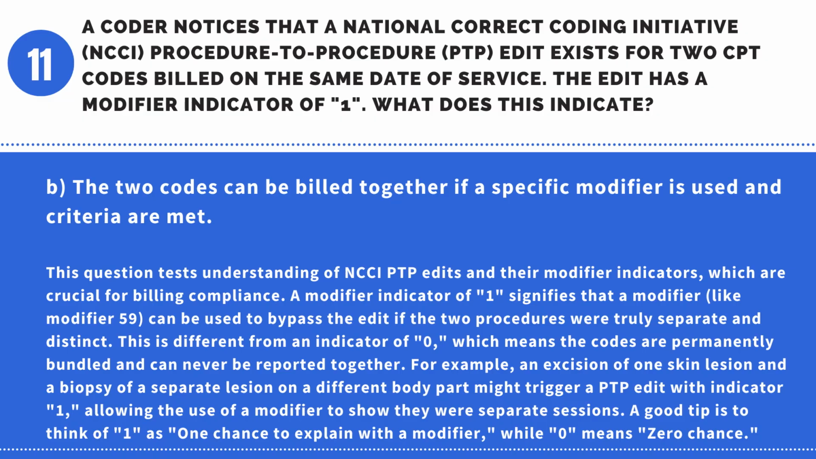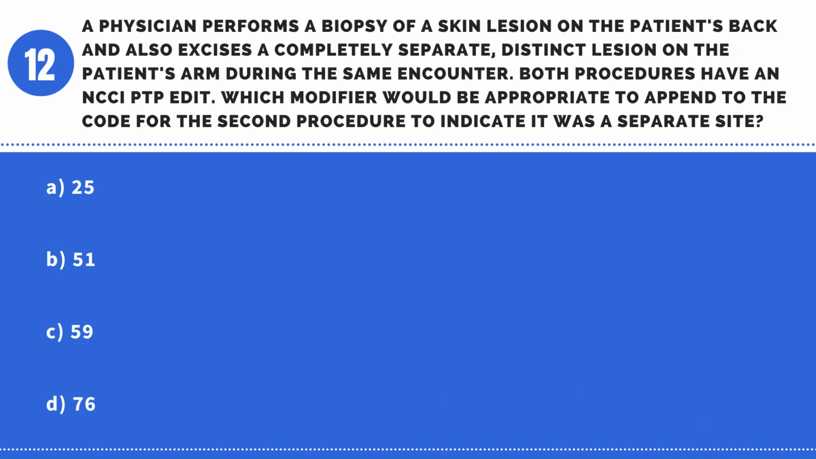For example, an excision of one skin lesion and a biopsy of a separate lesion on a different body part might trigger a PTP edit with indicator 1, allowing the use of a modifier to show they were separate sessions. A good tip is to think of 1 as 1 chance to explain with a modifier, while 0 means 0 chance. Question 12. A physician performs a biopsy of a skin lesion on the patient's back and also excises a completely separate, distinct lesion on the patient's arm during the same encounter. Both procedures have an NCCI/PTP edit.